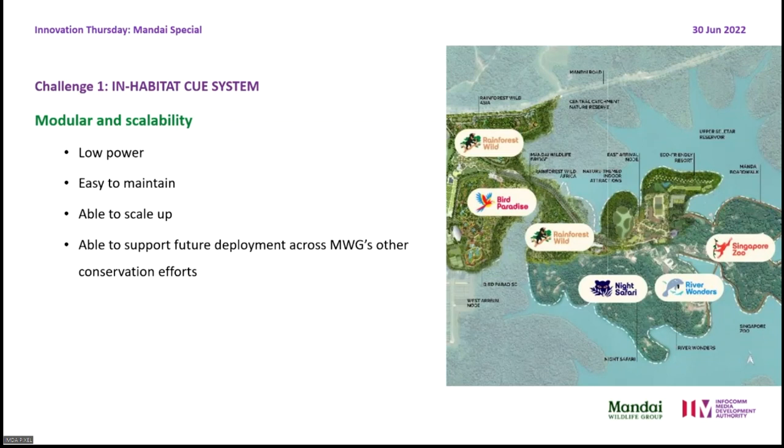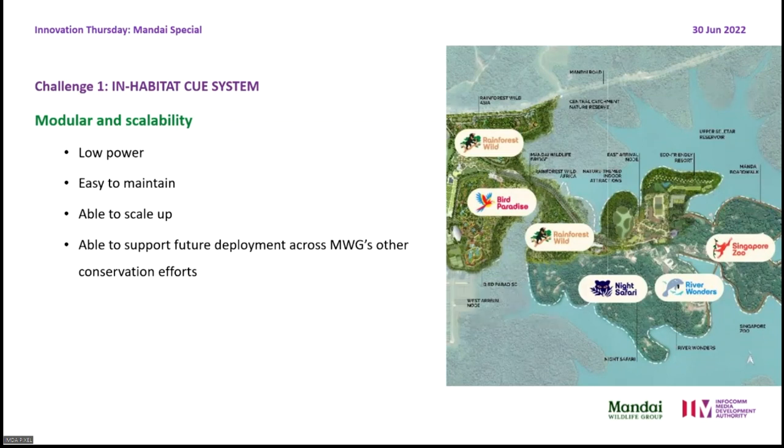Something that is low power is very ideal, because we have a lot of habitats that are scattered within, where it's very difficult to actually get power access. So low power, even if it's solar and those kinds of things, is very important. It needs to be easy to maintain, because as we scatter it throughout our parks as well, the keepers, the operational staff would actually have to maintain the system.